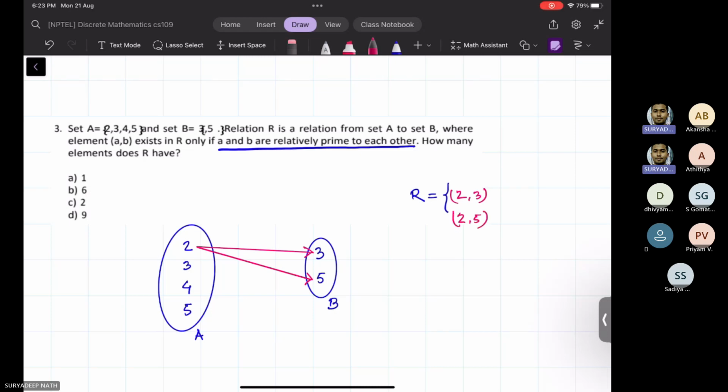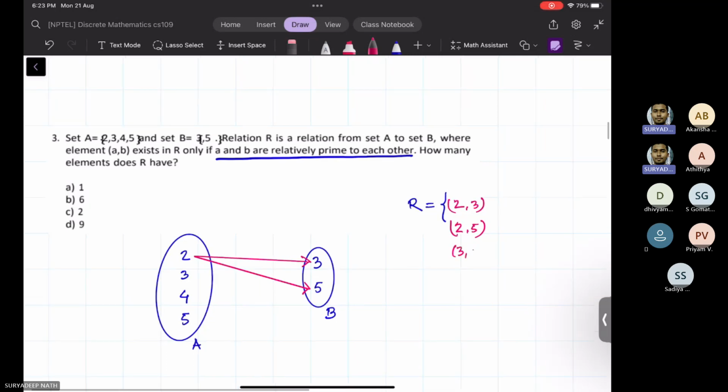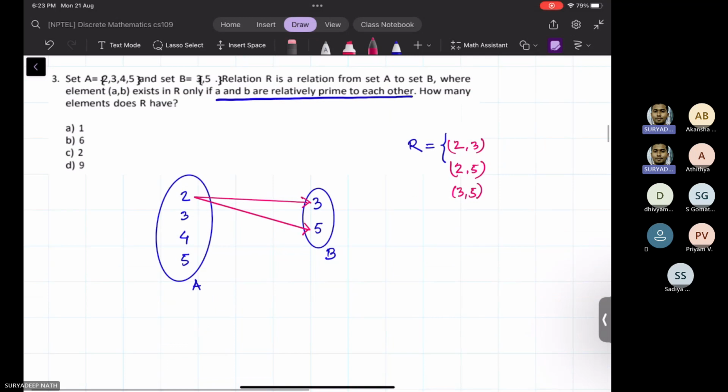3 and 3 cannot be co-prime, 3 and 5 are co-prime, so we have (3, 5). 4 and 3 are co-prime. Let me draw an arrow. 4 and 3 are co-prime, and 4 and 5 are also co-prime.